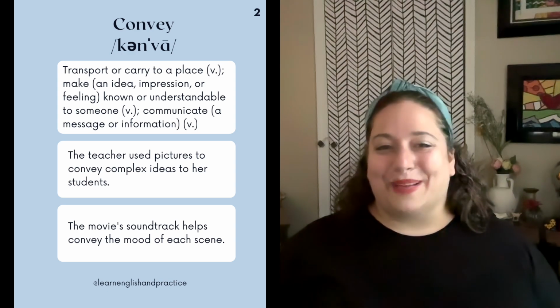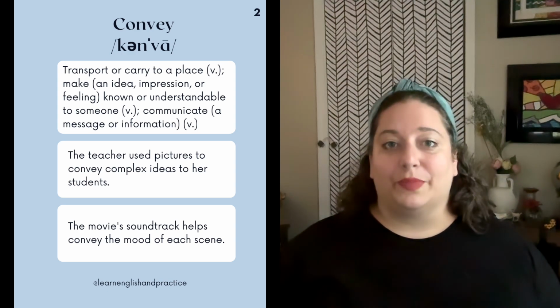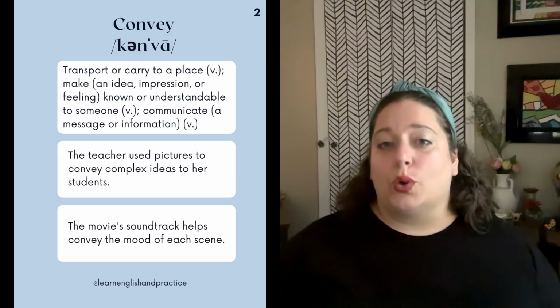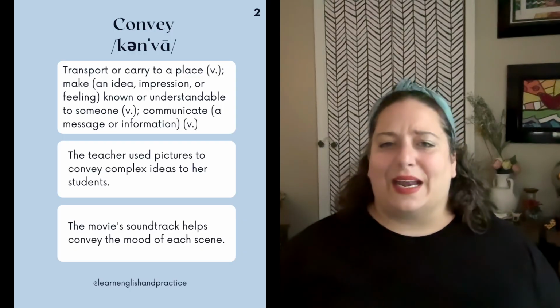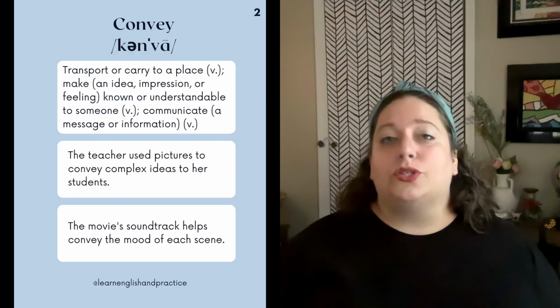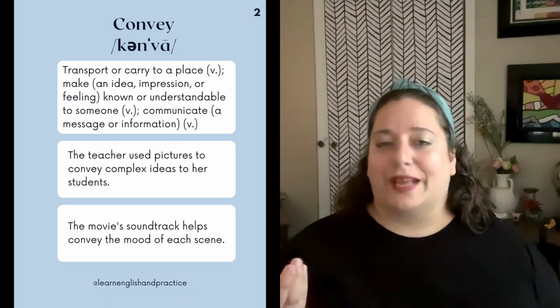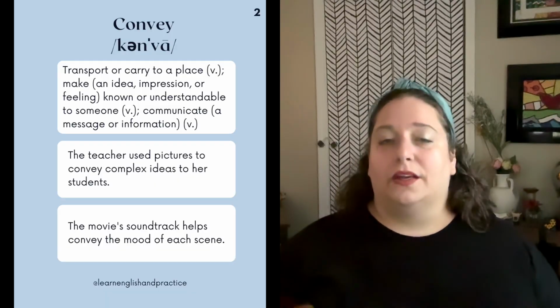Convey. This means transport or carry to a place, as a verb. Make an idea, impression, or feeling known or understandable to someone, as a verb. Communicate a message or information, as a verb. So to convey something can mean to communicate it in a way where it's understood.